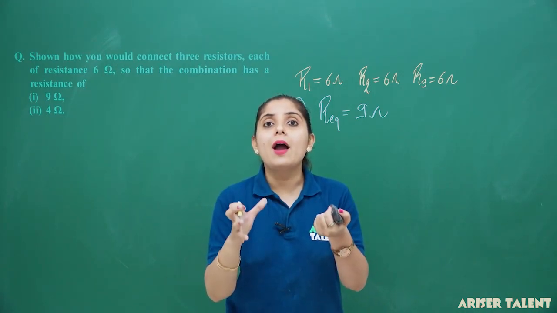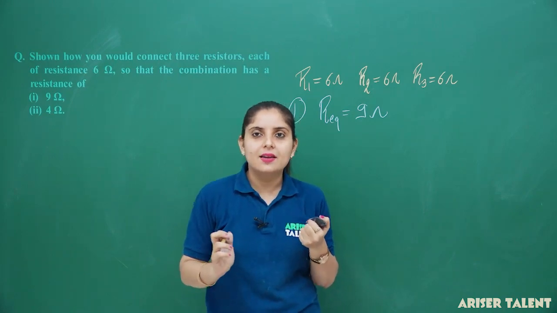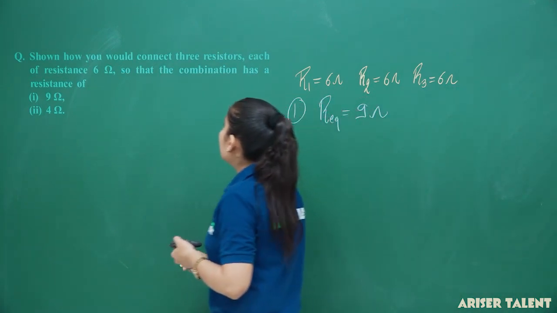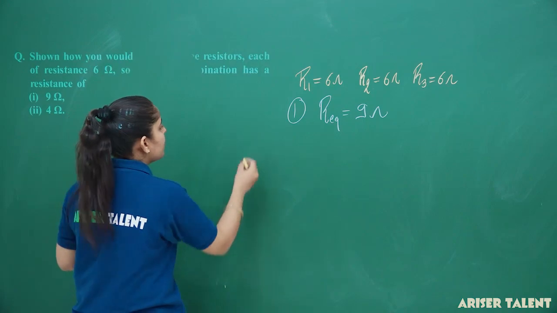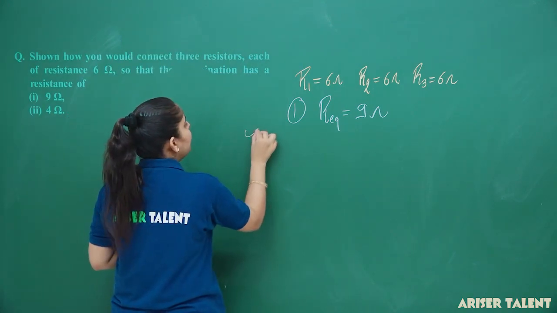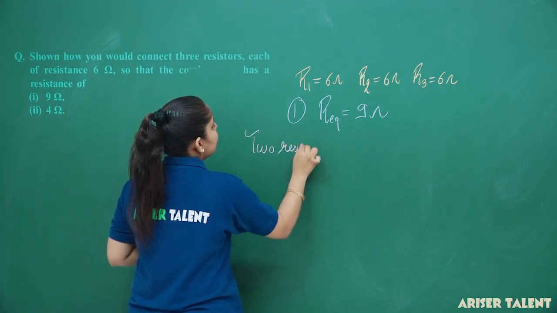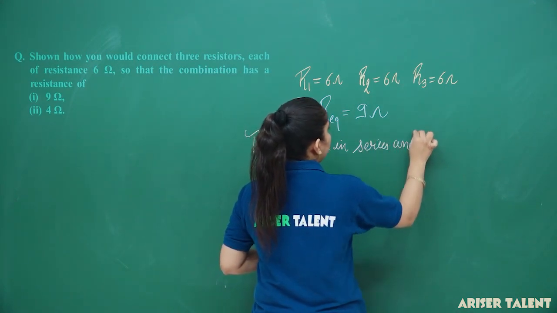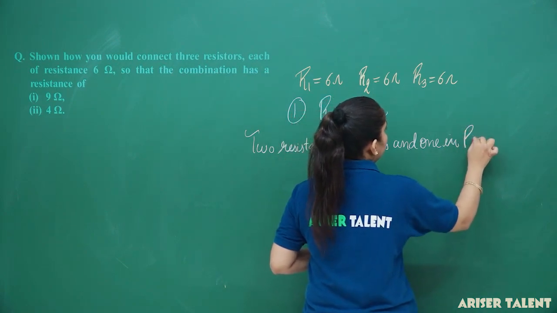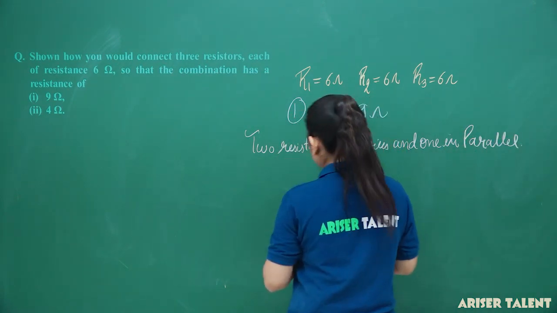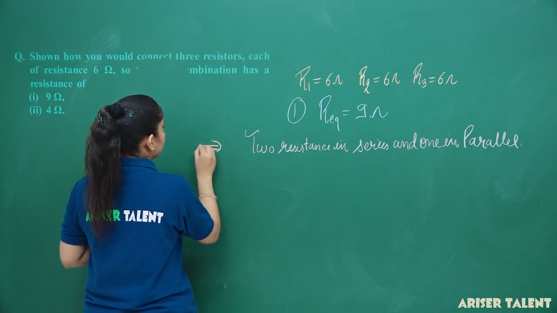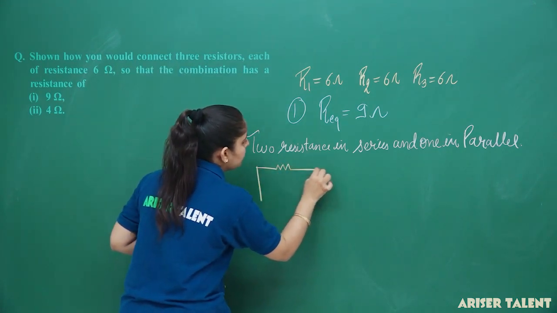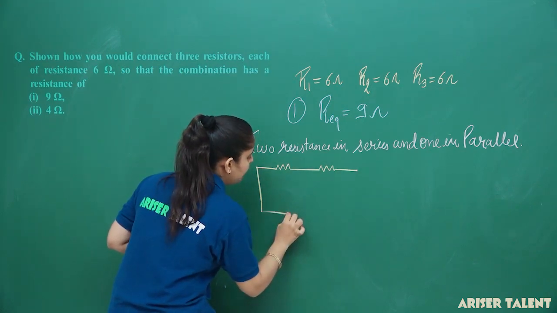So, what do you have to do? You have to just make a mixed combination of the circuits here. Either 2 in series, 2 in parallel, or 1 in series and 1 in parallel. So, what am I doing here? I am just connecting the circuit in the first part. I am taking 2 resistances in series and 1 in parallel. So, just connect the 2 resistances in series first and 1 in parallel.